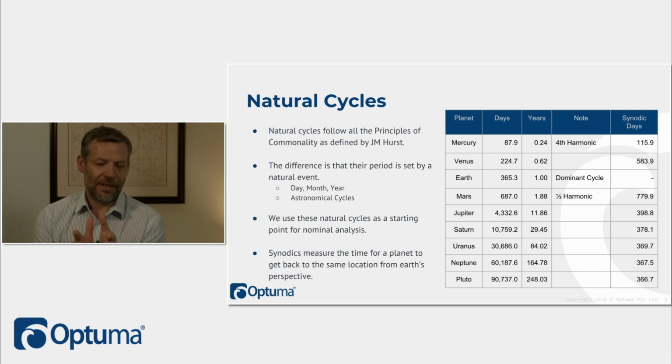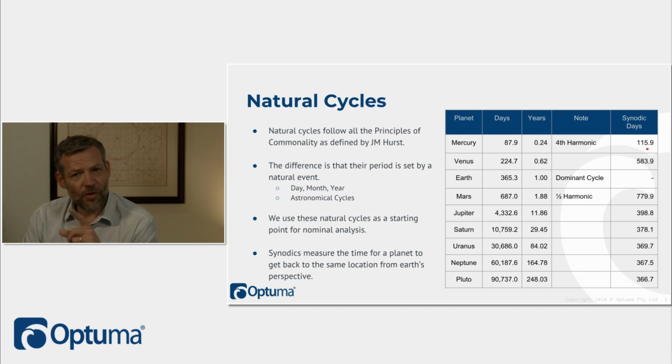So again, what we said here, their period is set by a natural event, and this can be planets, it can be other events as well. Just a minor point there. So Mercury, its cycle around the sun is 87.9 days, Earth days.